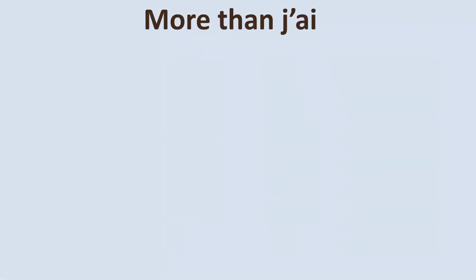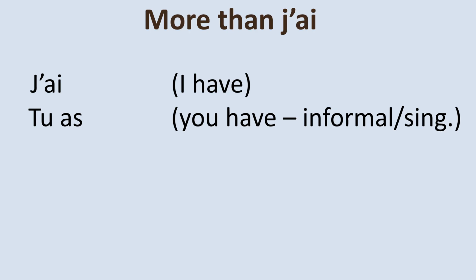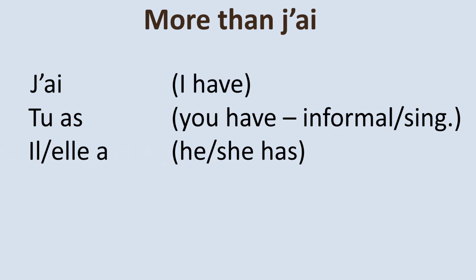So far, we've done j'ai, but you may want to talk about more than j'ai. So let's conjugate the present tense of to have. The next person will be the you, singular, and also informal. And it gives you tu as. Remember, j'ai, tu as. Then we're going to move to the he or she, and that is going to be il or elle, and just a. J'ai, tu as, il or elle a.